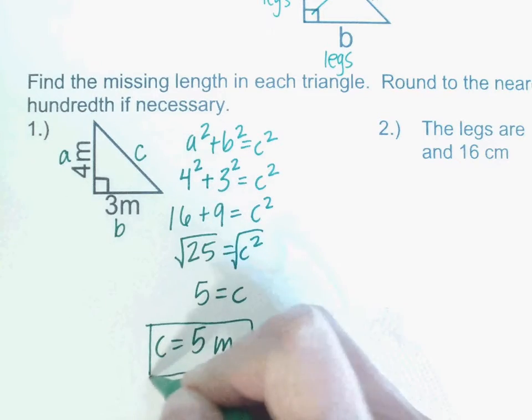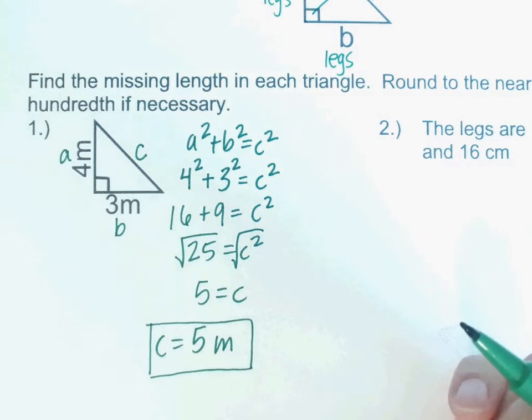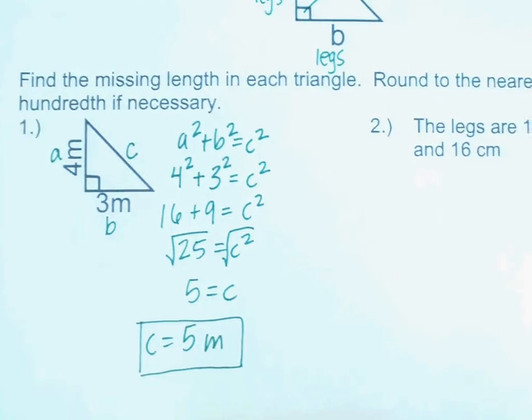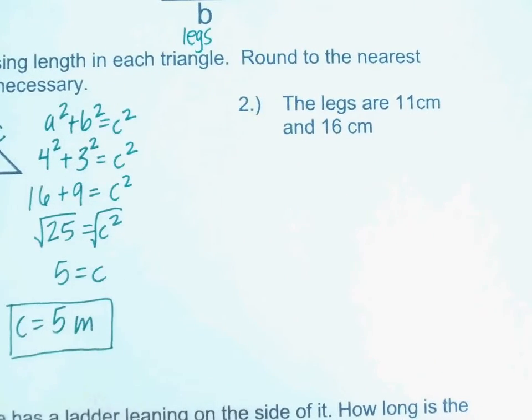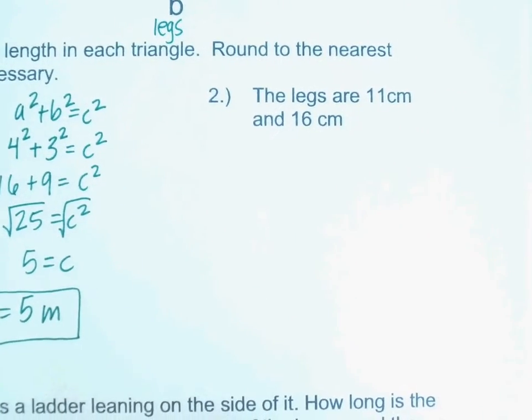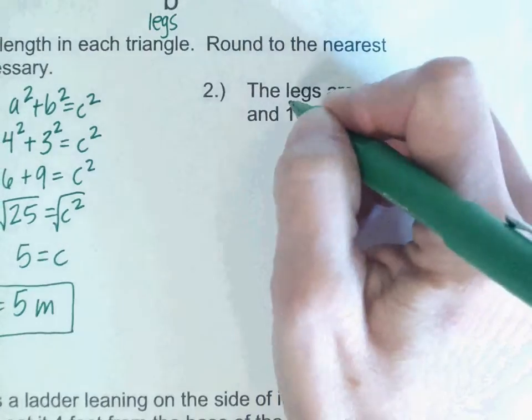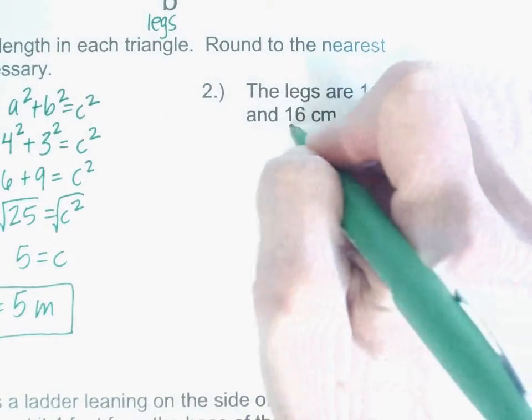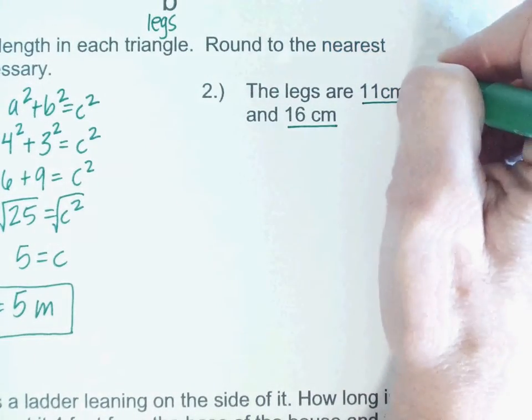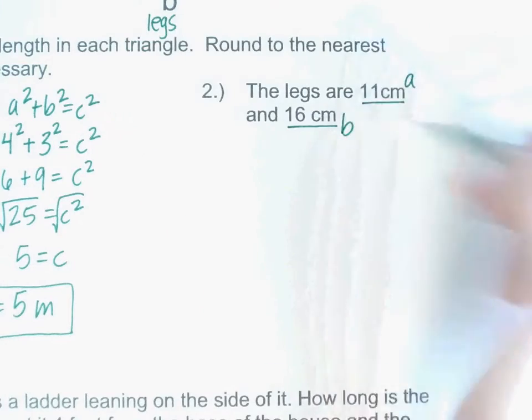Now, if you don't get a perfect square like 25, we're going to have to make sure we use a calculator, and we're going to round to the nearest hundredth. That's what example number 2 will show you. Example number 2 tells you the legs are 11 centimeters and 16 centimeters. So it's telling me the legs. I'm going to label the first one as A, the second one as B.